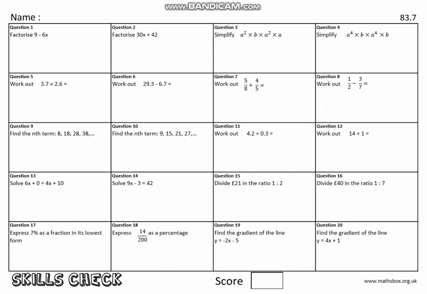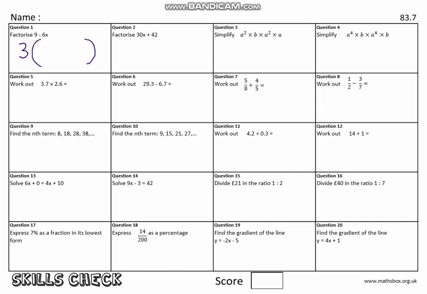So for the first one then, it's factorising again. So we need to figure out the highest common factor between 9 and 6. So what's the highest number that goes into both of them? And we'll pop that on the outside of the brackets. So in this case, it's the number 3. So we'll pop that on the outside of the brackets.